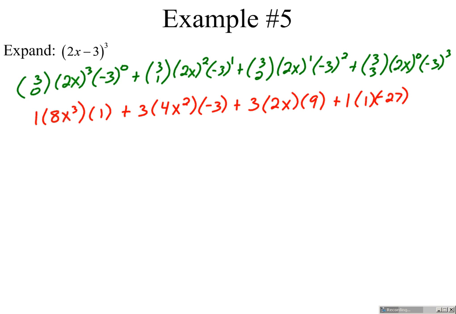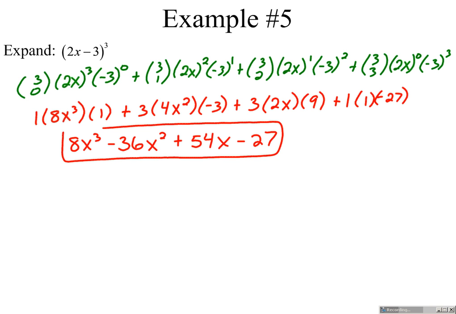Continue simplifying. We get 8x cubed plus, multiply all this out, we get negative 9 times 4 is negative 36x squared plus 54x minus 27. Notice that our signs here are alternating. Remember, we talked about in a binomial, when it is a difference, that your signs should end up alternating at the end.